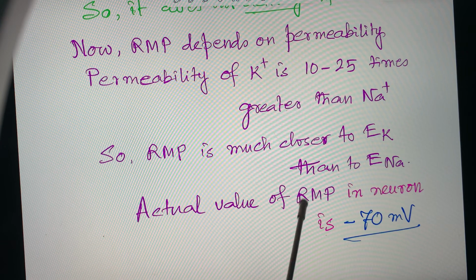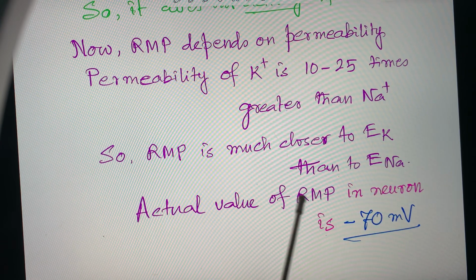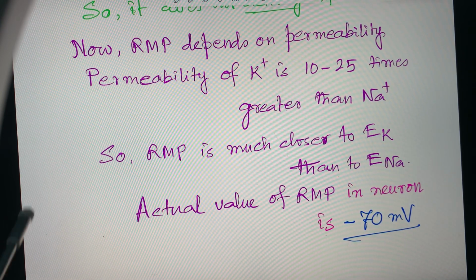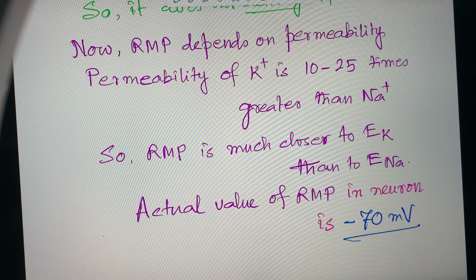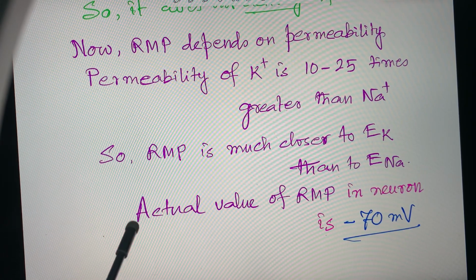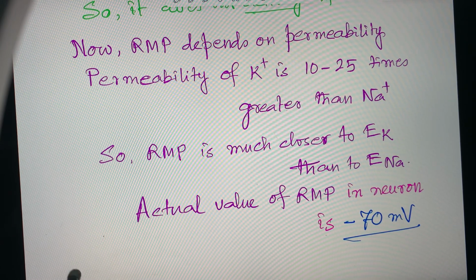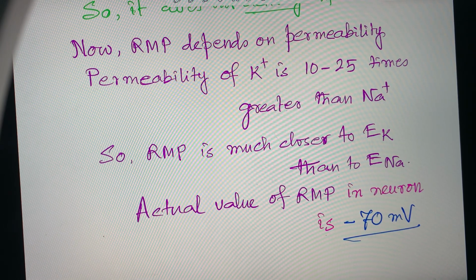So the actual value of RMP in neuron comes to about minus 70 millivolt. Equilibrium potential of potassium is minus 90 millivolt and equilibrium potential of sodium is plus 65 millivolt. But because permeability of potassium is much more than that of sodium, the resting membrane potential is much closer to EK, and it is about minus 70 millivolt.